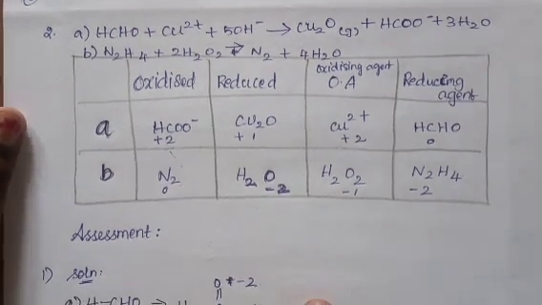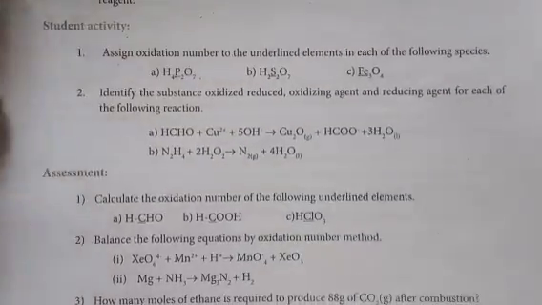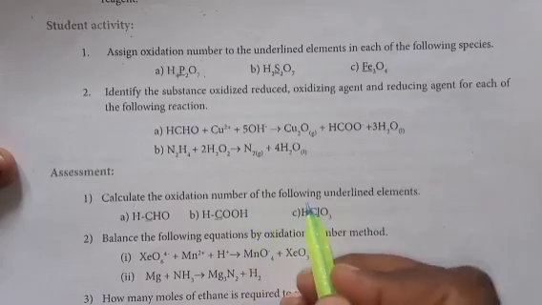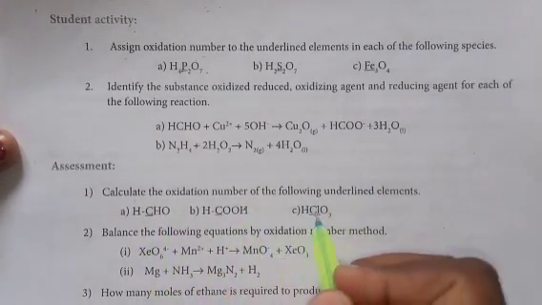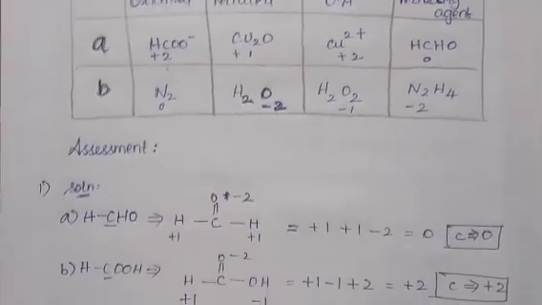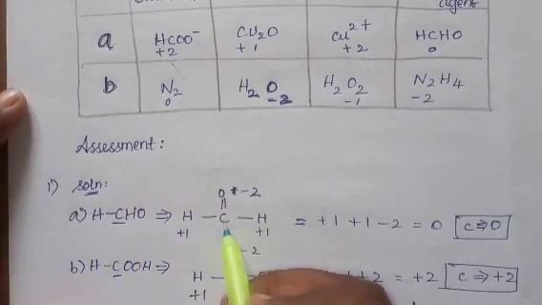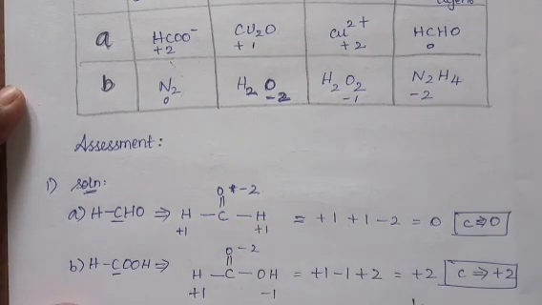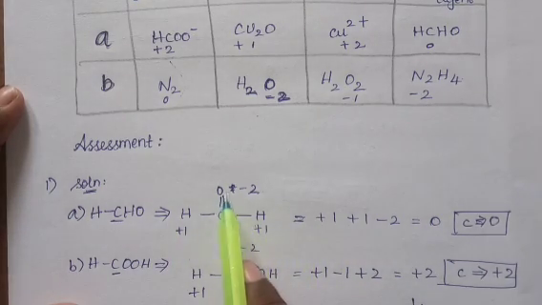Next, assessment answer. Calculate the oxidation number of the following underlined elements. So we have to calculate the oxidation number for the underlined elements. First one, HCHO. For HCHO, how can it be written? H-C-H double bond O, minus 2. Okay, so it is equal to plus 1, minus 2.